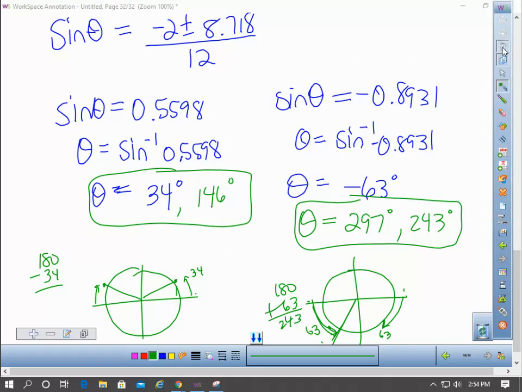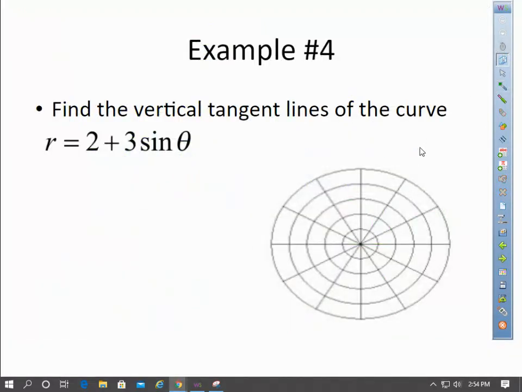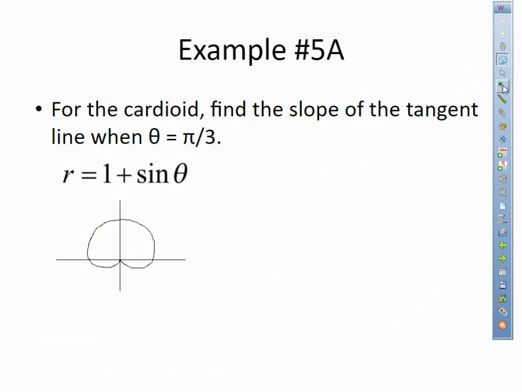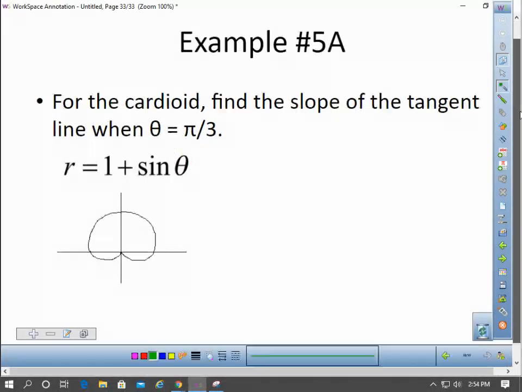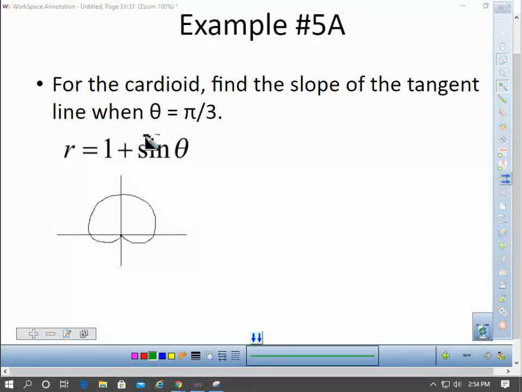All right, the next one, number 5. And this has 2 questions to it. So this is 5A that says, for the cardioid, so here's our cardioid, find the slope of the tangent line at pi over 3. So this is just finding your slope. So we are pros at this already.